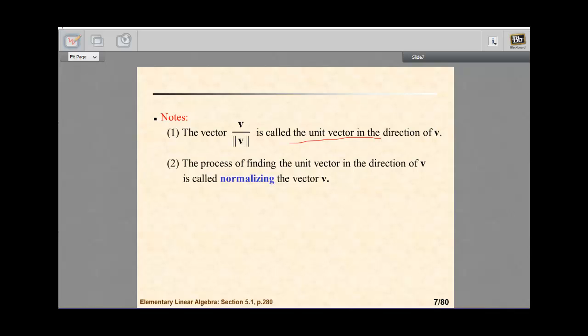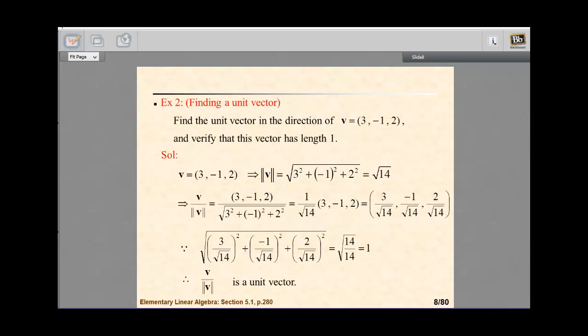The process of finding the unit vector in the direction of v is called normalizing a vector. Here let us take an example to find the unit vector. We are given a vector v, and we verify that this vector has length 1.